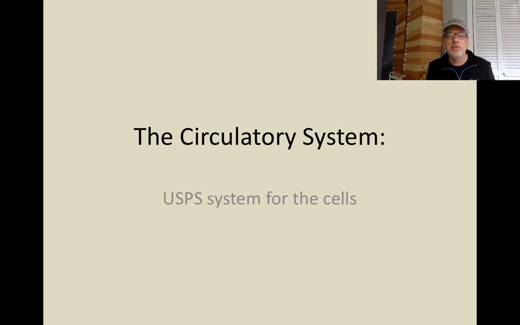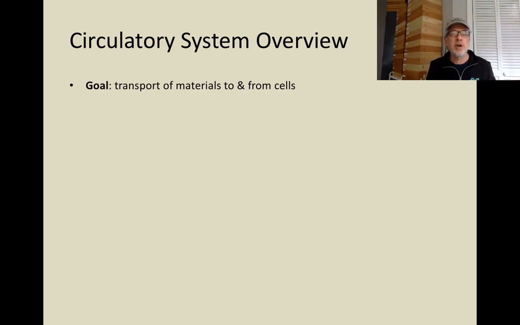Today we're going to talk about the circulatory system. And the circulatory system I like to refer to as the United States Postal Service for cells. Here is an overview of the entire system. Its goal is the transport of materials to and from cells. So from the outside world to cells and from cells back to the outside world.